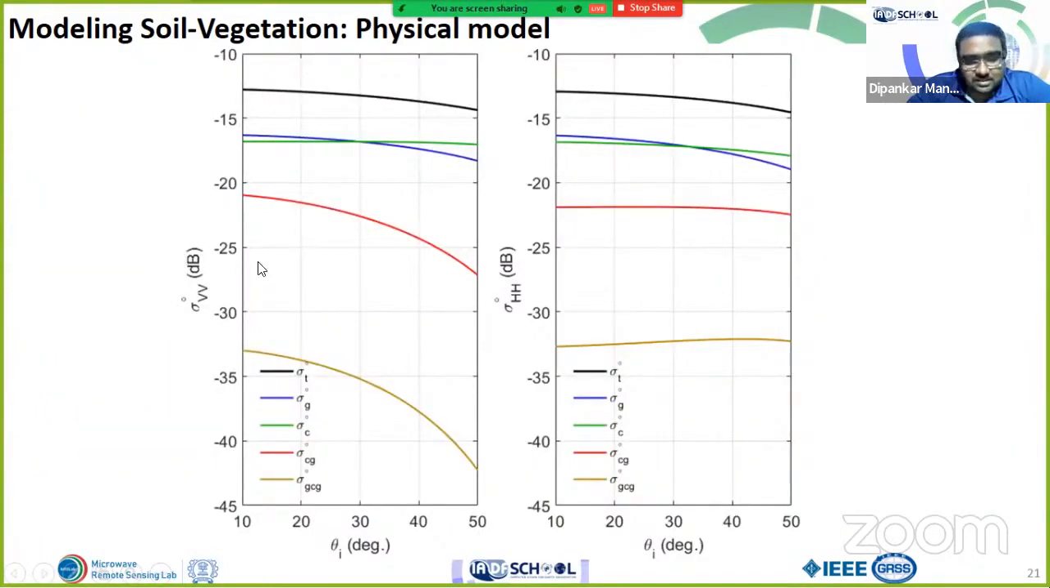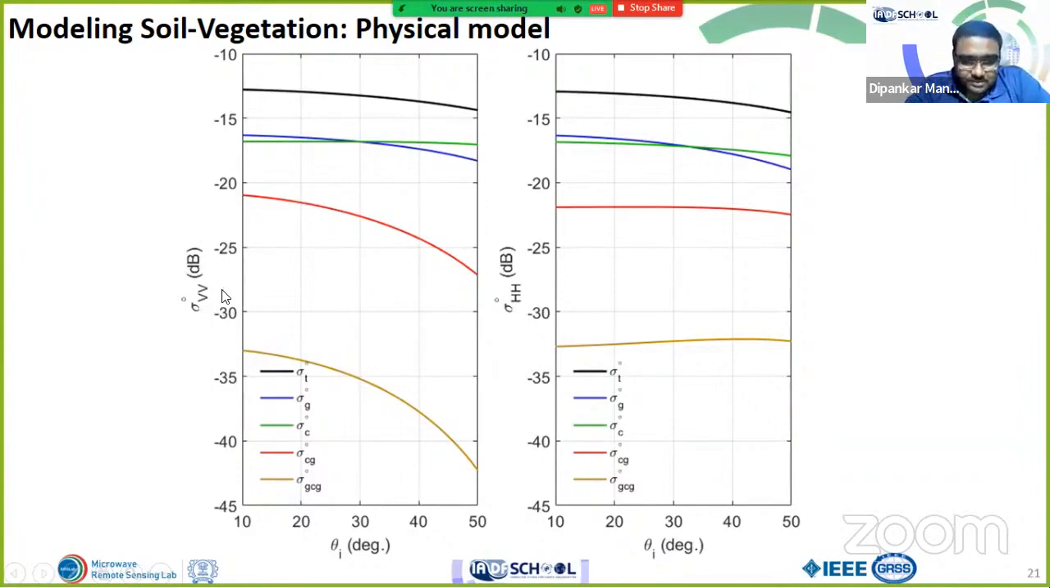If we see these scattering components with the S2RT model, the single scattering model, in a simulated product, we can see their relative contribution at different incidence angles. Let's say we consider a 30 degree incidence angle. The y-axis of the first plot is sigma naught PV, whereas the second one is the HH component, horizontal transmit and horizontal receive, whereas the first one is vertical transmit and vertical receive.